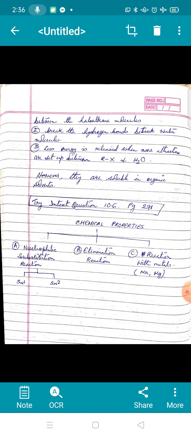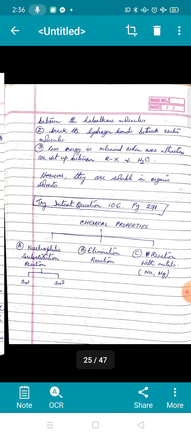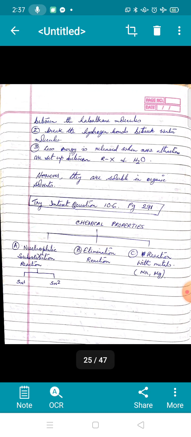So why are they not soluble in water? First of all, the molecules are strongly held to each other, so it demands more energy. Water itself has a lot of hydrogen bonds, so to break the hydrogen bond also you require energy. But when haloalkanes form a bond with water, when they get soluble, the energy released during bond formation is much less. So it is a kind of business.